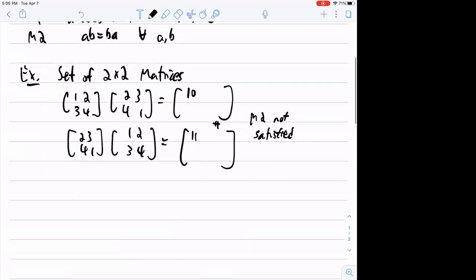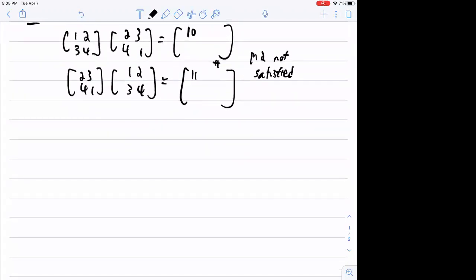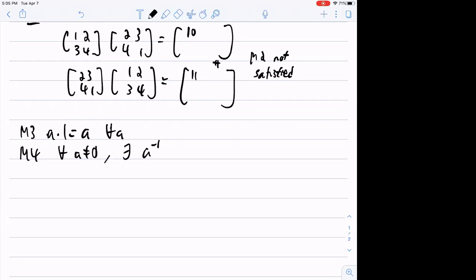Okay, so anyway, M3. There's an identity element, right? If you multiply it, you get itself. And certainly for all nonzero A, there's the inverse. This is what makes Q and R a field. There's an inverse. So hopefully you all know for matrices, not everything is invertible, right? You need the determinant to be non-zero.